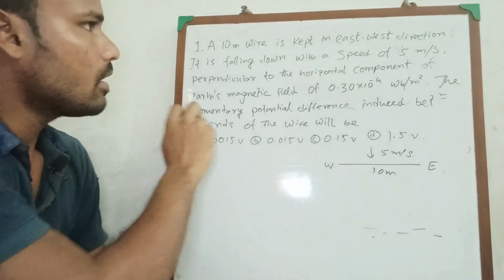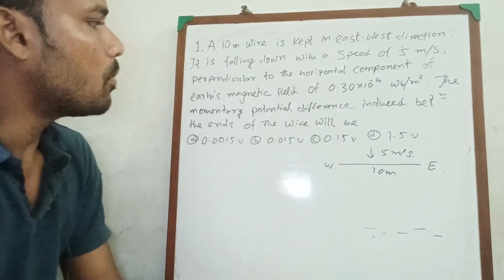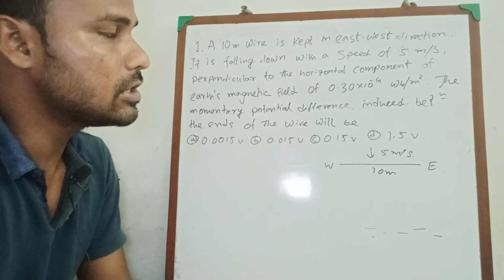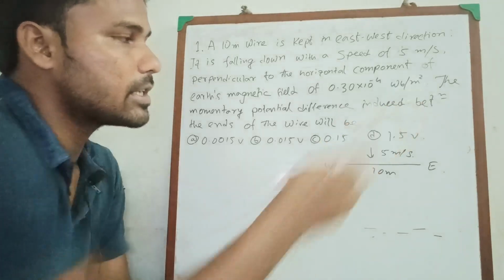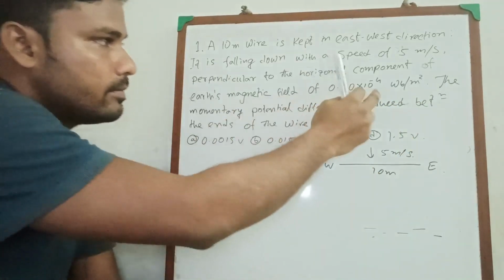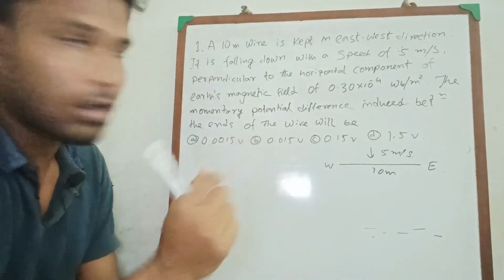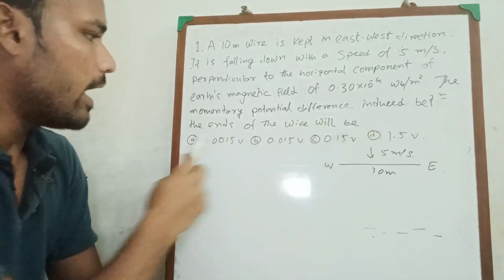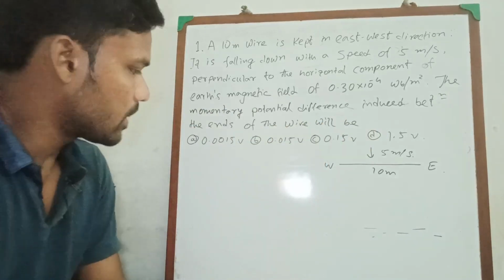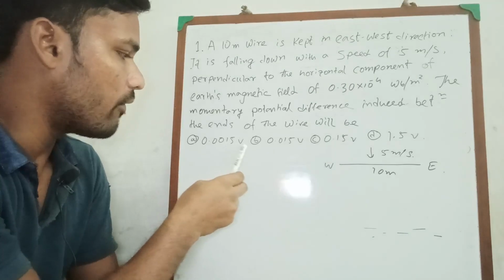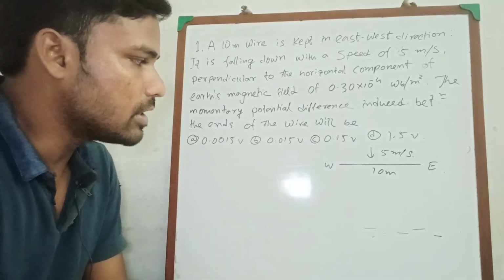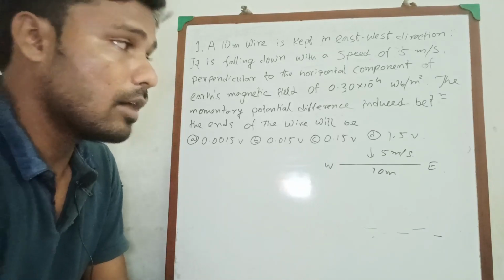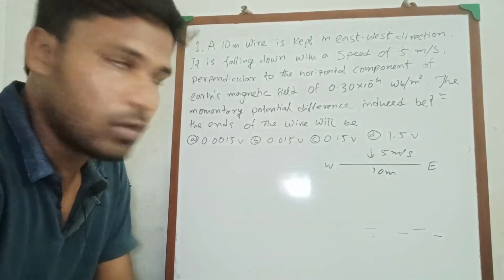Now, perpendicular to the horizontal component of the earth's magnetic field of 0.30 into 10 to the power minus 4 Weber per meter square. This is the horizontal component of the earth's magnetic field. The momentary potential difference induced between the ends of the wire will be: option A 0.0015 volt, option B 0.015 volt, option C 0.15 volt, option D 1.5 volt.